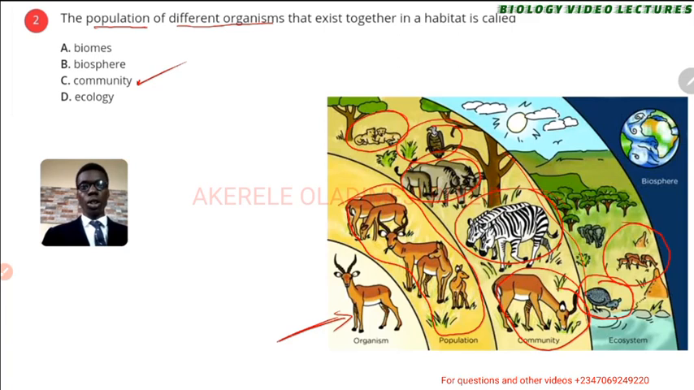All right, different populations means community, and the same individuals that can interbreed form a population, so to say.